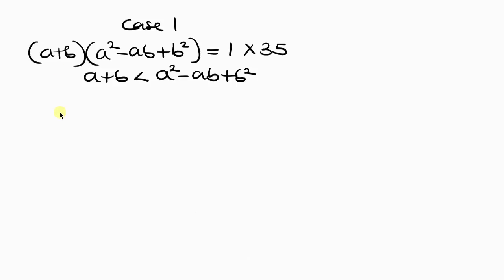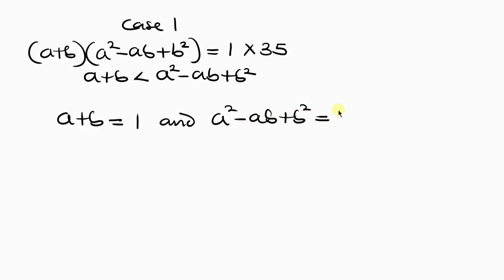And so the smaller factor, which is a plus b, is equal to the smaller factor of 35, that is 1. And then the bigger factor, which is a squared minus ab plus b squared, will be paired to the bigger factor of 35, which is 5. Very good. Now, this factor, I'm going to be calling it equation 1. Very, very important.